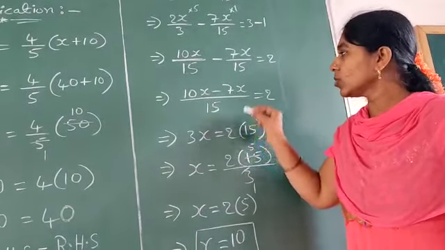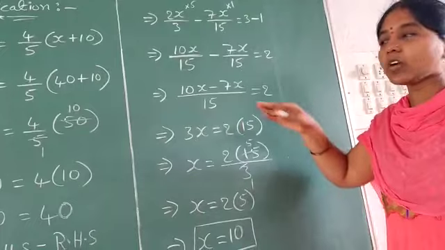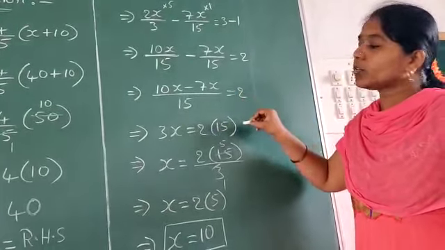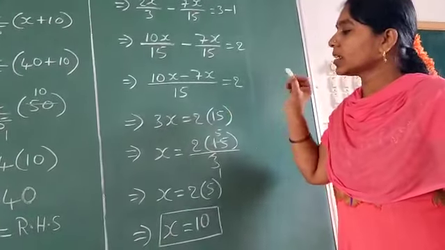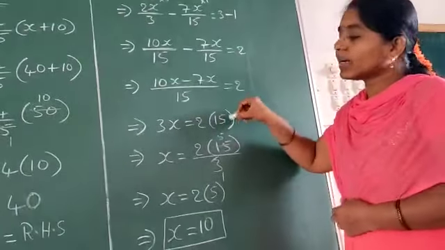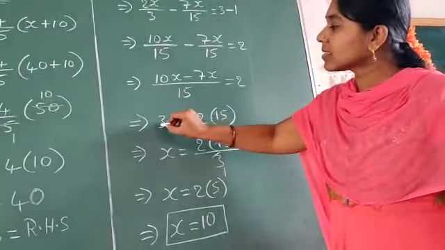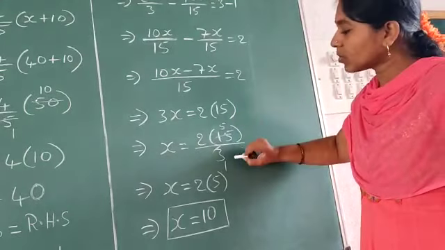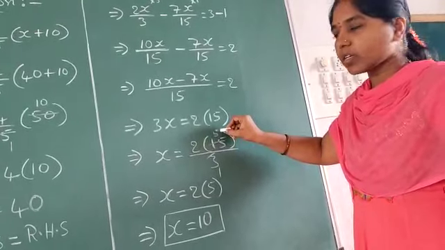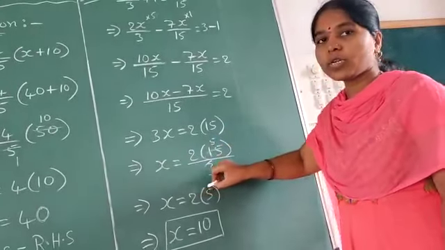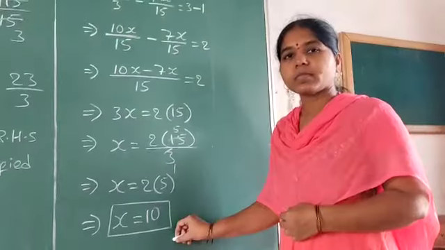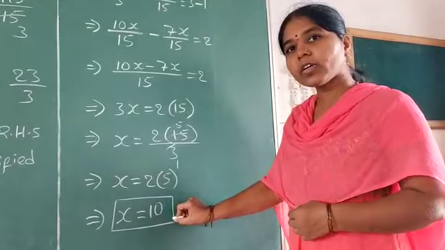3x is equal to, cross multiply, which means you are going to transpose. When you transpose the denominator, it becomes 2 into 15. 15 2s are how much? 30. You can write it as 30, otherwise I have kept it as it is. This 3 I am going to transpose; it will come to the denominator. 3 1s are 3, 3 5s are 15. We can strike out, then 2 into 5 remains. Write 2 into 5. Then what is the value of x? x is equal to 10. We got x equal to 10.